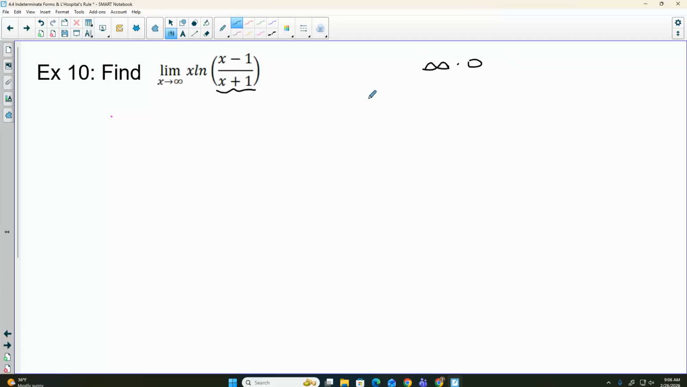So this is an infinity times 0 problem. So we don't know how to do that. What do we have to do instead then? How do we rewrite it?